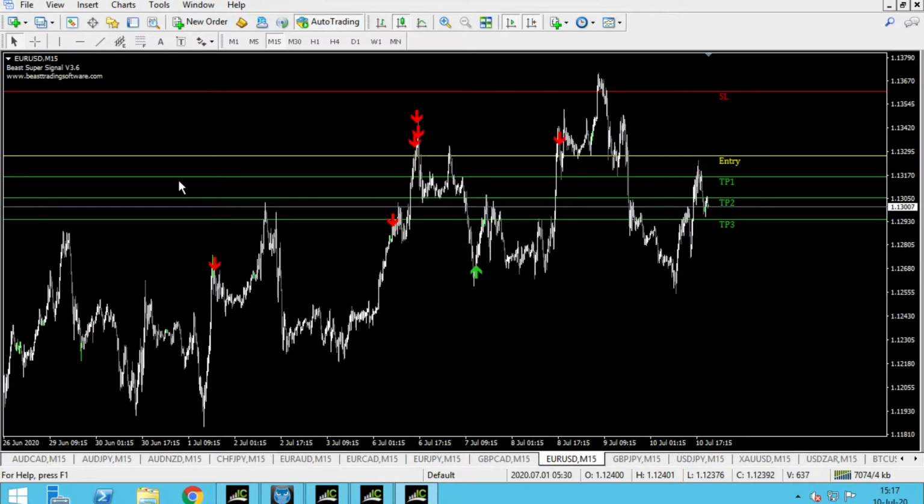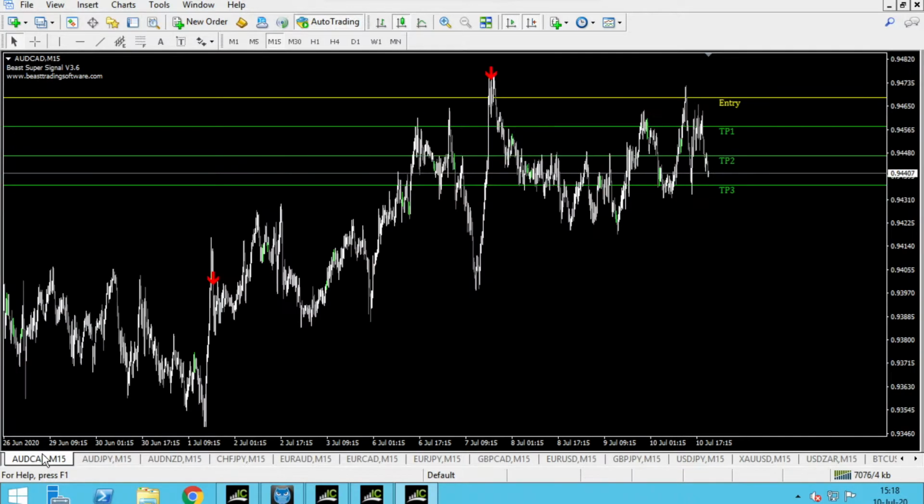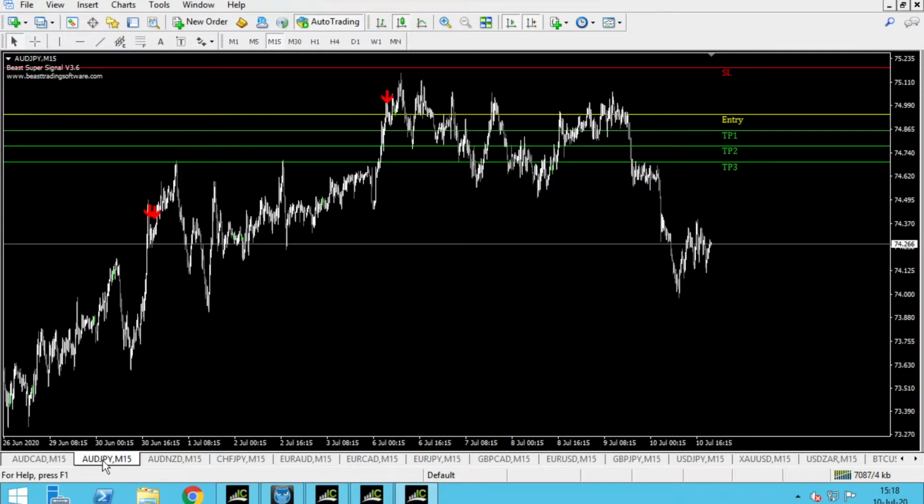Let's get started. First pair we're going to look at is the Australian dollar and Canadian dollar. Only two signals on this pair, not too much action. Going back into the early part of the month, this was the first sell signal. It did, I think, hit a stop loss, but on the next signal we did have a good recovery, so this was pretty good.